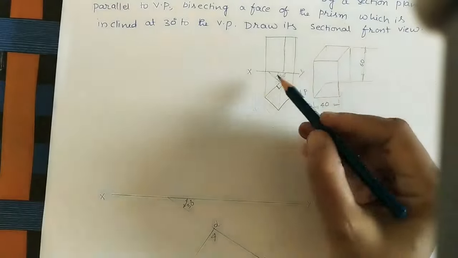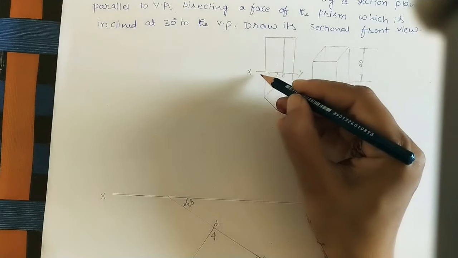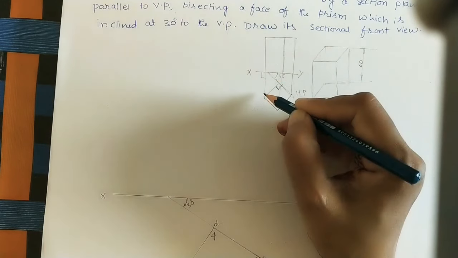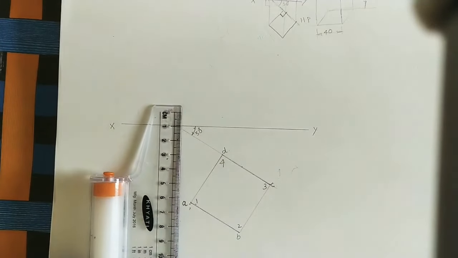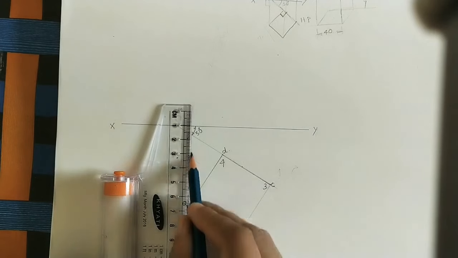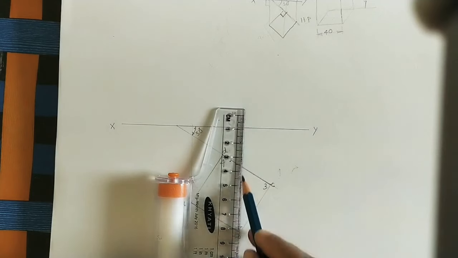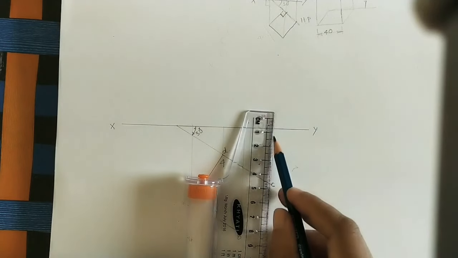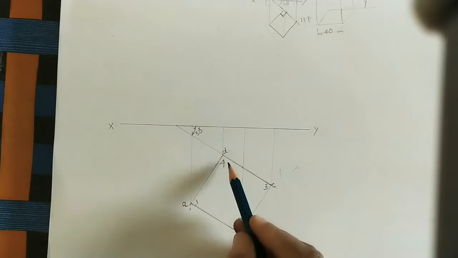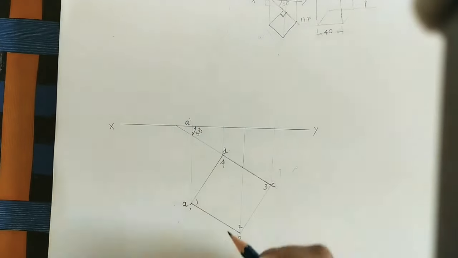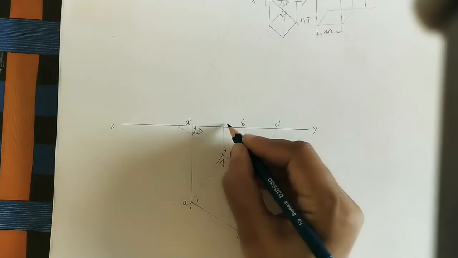So as we know, for getting the front view we have to do the projector lines from all the 4 corners. Projector lines should be 90 degrees to this XY line, and these lines are in light color. From here do the projector line up to XY. Here mark the front view points. For the bottom surface, as I told, we are giving A, B, C, D. In the front view we are giving A dash. For B we are marking B dash. For C, C dash, and D is D dash.